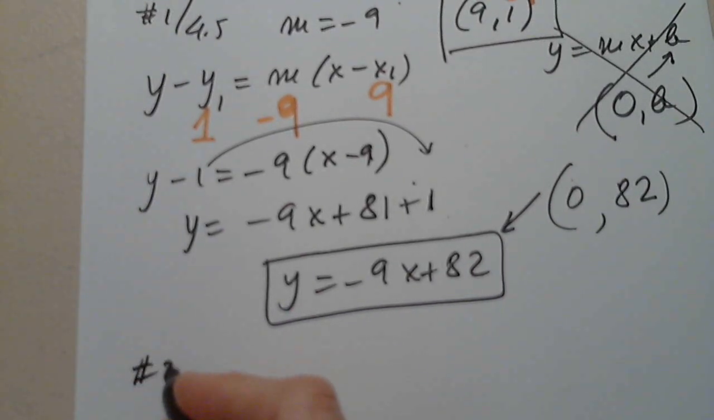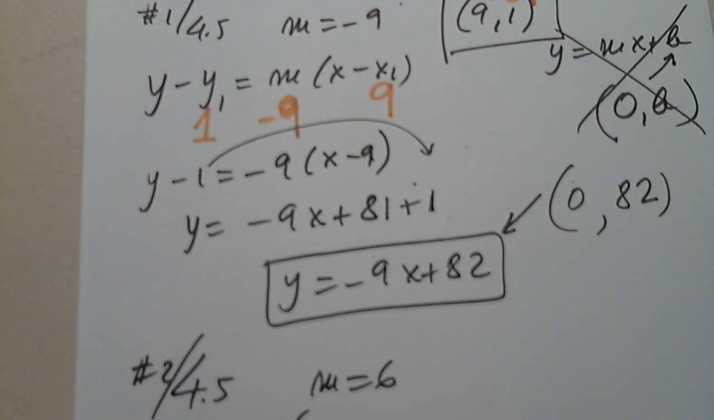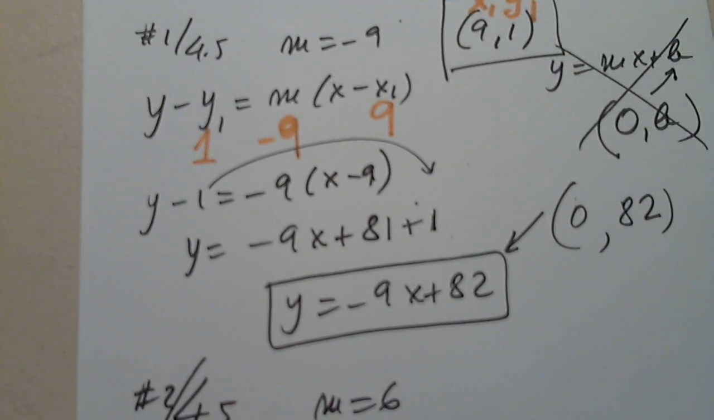So 2 on 4.5. We have the slope, which is 6, and the point negative 3 comma 1. So let's work individually, please, and determine the equation of the line solved for y, of course. So the slope is 6. The point given to us is negative 3 comma 1.